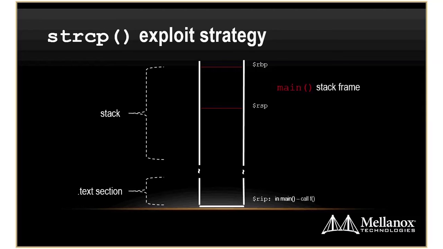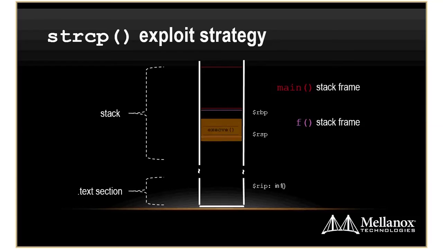Okay. At some point, we reach the call to F. F's return address is pushed on the stack, and it points back to somewhere within main. Next, we start running within F. RIP points to an address in F, and a stack frame is open for F. And what we do at this point is we override the memory with our input.